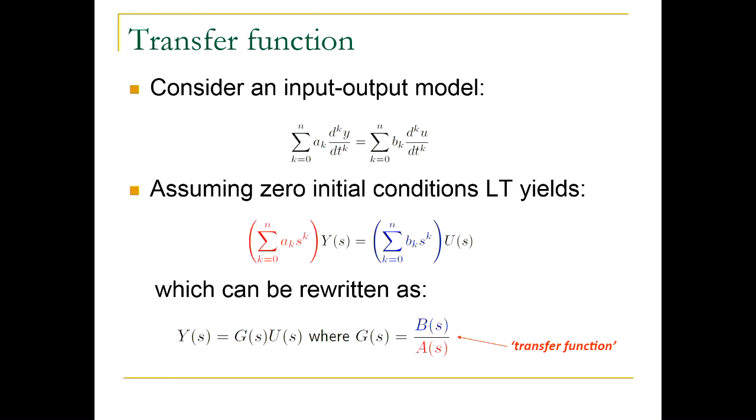Y of S is the Laplace transform of y of t, and U of S is the Laplace transform of u of t, right? But these red and blue brackets come from the model itself, from the system. So if we divide everything by this red polynomial, we can rewrite everything by saying Y, the Laplace transform of y, is equal to G times U, where G of S is B of S over A of S. I denoted B of S to be this polynomial, and A of S to be this red polynomial. I use colors to relate them. So this G of S, which is the ratio of B and A, is called a transfer function.